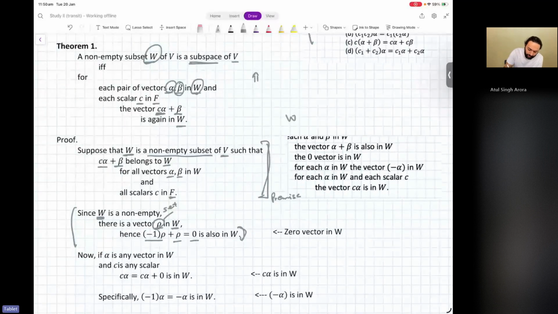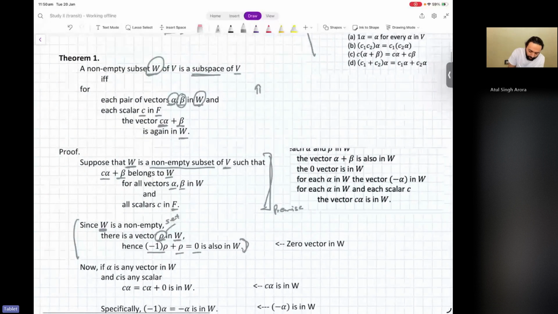So the definition of W here, right? It says W is a set that satisfies this property: that if you have two vectors, alpha and beta, in the set W, then C times alpha plus beta is also in W, right?